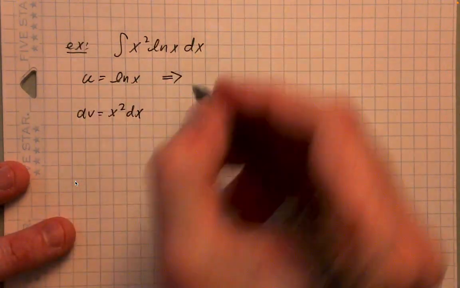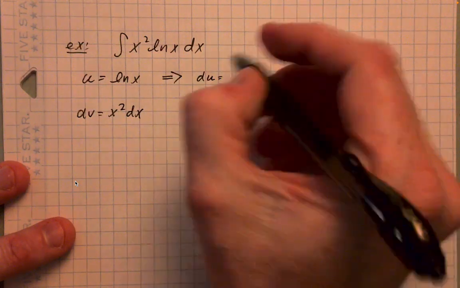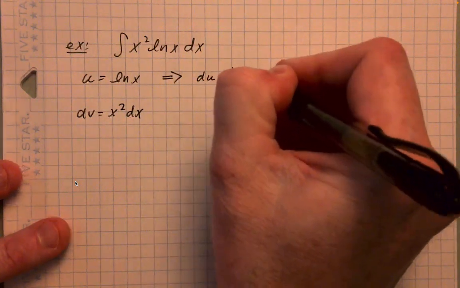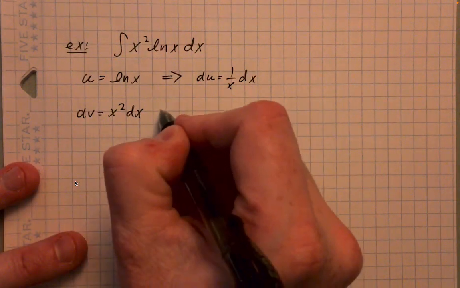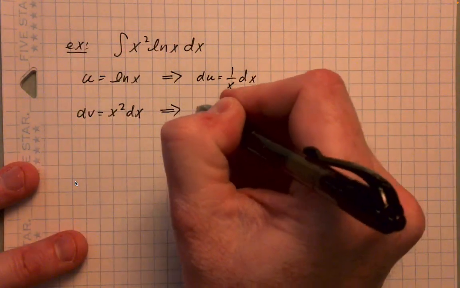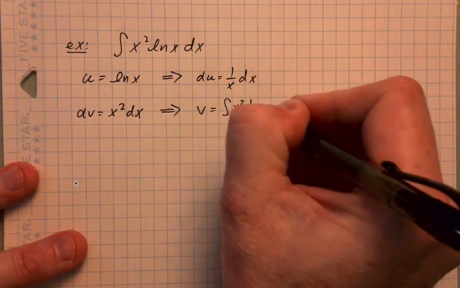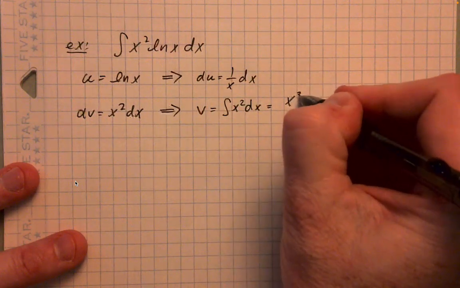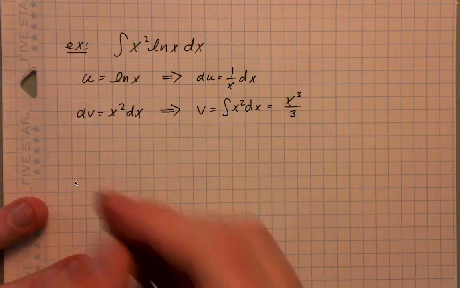So if u is natural log of x, then du is equal to, right, 1 over x dx. And if dv is equal to x squared dx, then v is equal to that integral, which is x to the third power over 3. Okay, now let's see what happens here.